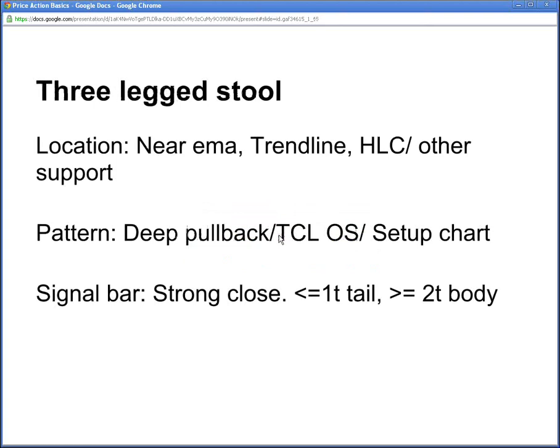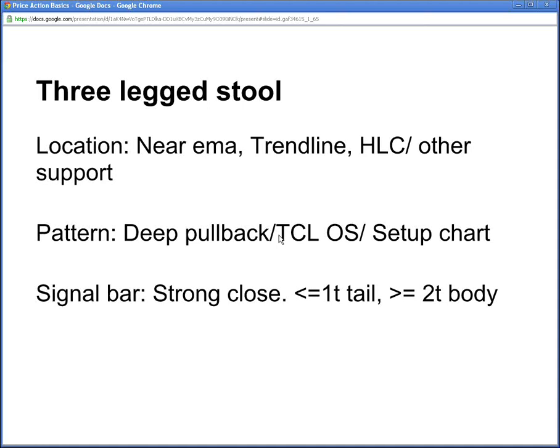So you need three things for a trade to be successful. You need a good location. You need a pattern, or what we call setups: a two-legged move, a trend channel line overshoot, or anything else. You need a pattern, and you need a strong signal bar.